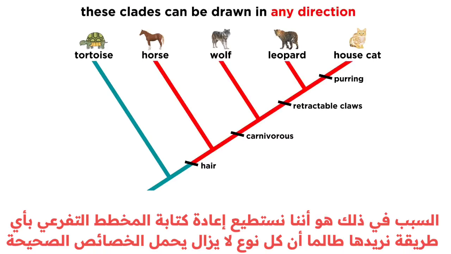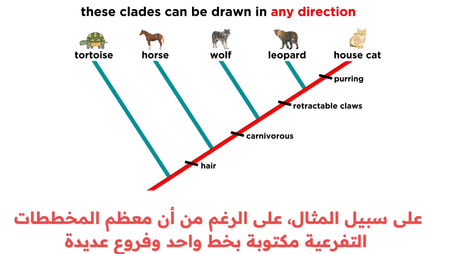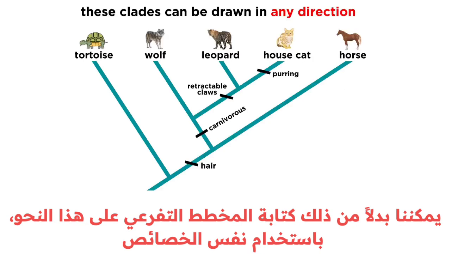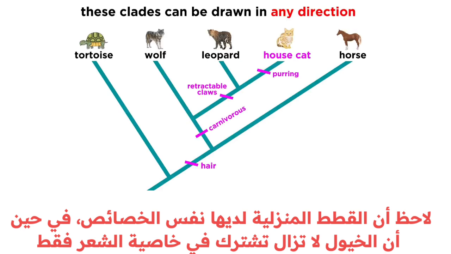The reason for this is that we can rewrite the cladogram any way we please as long as each species still has the correct characteristics. For example, even though most cladograms are written with a single line and numerous branches, we could instead write the cladogram like this, using the same characteristics.